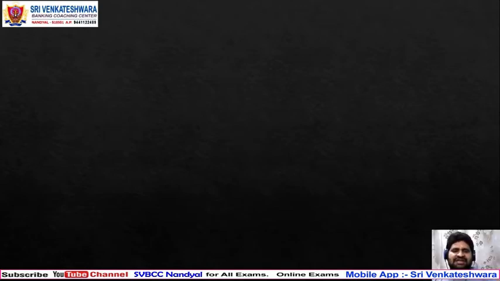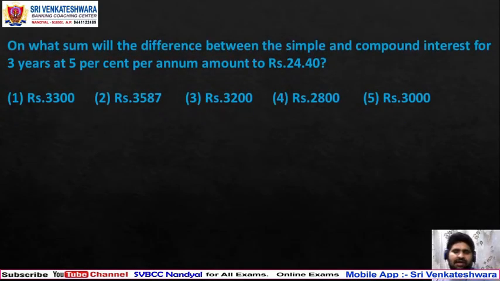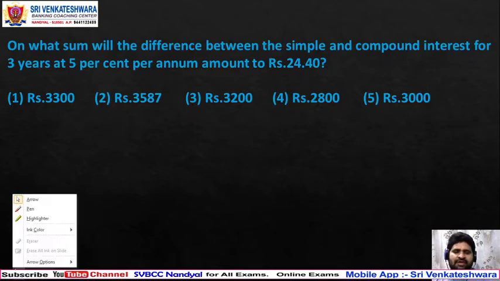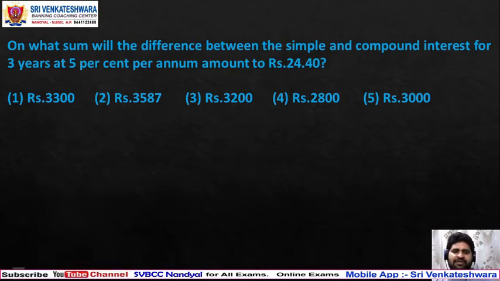Okay. So, let's check the next example here. On what sum will the difference between simple interest and compound interest for 3 years at a rate of 5% per annum amount to 24.40? The last two examples, whatever you have done with respect to the 2 years difference, now it's a 3 years difference. Look at the point what they said.